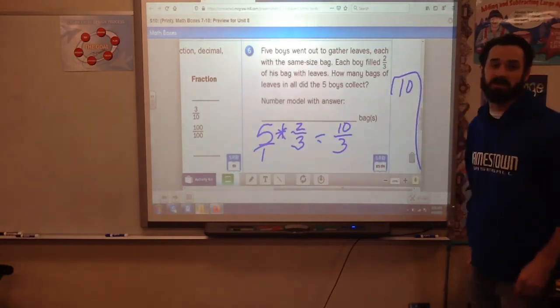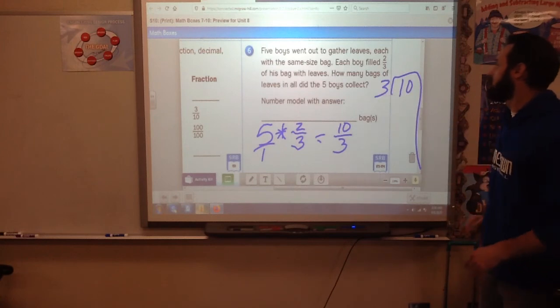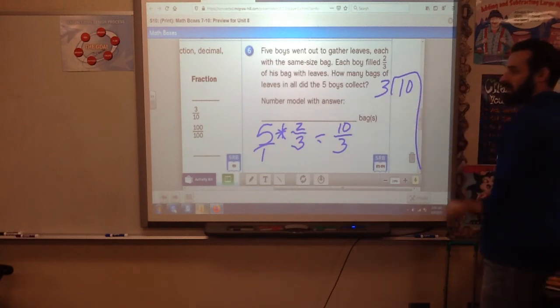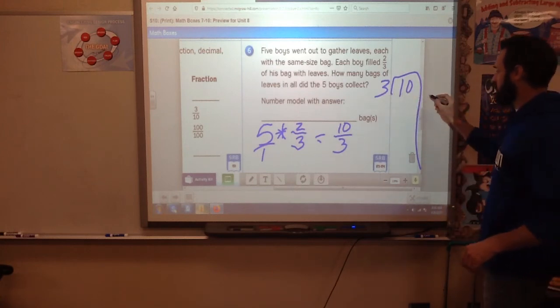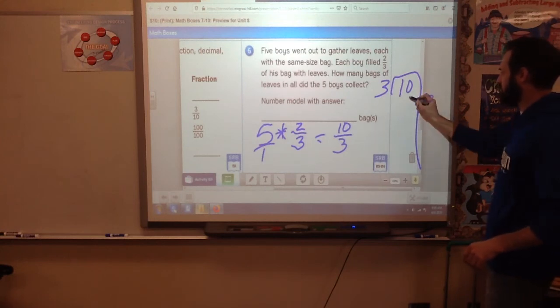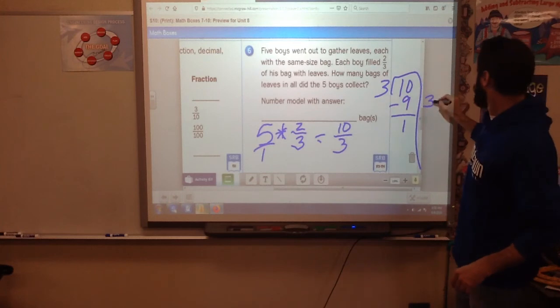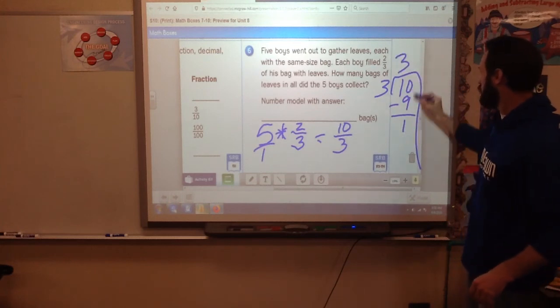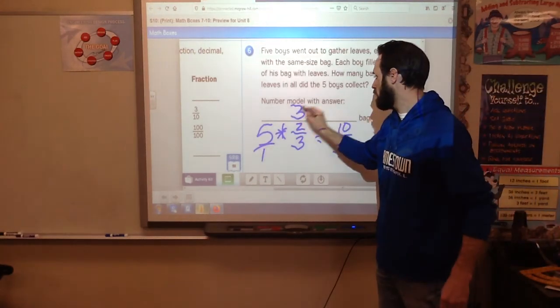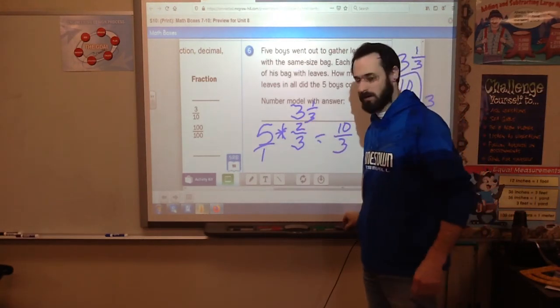Because we're not going to leave it as an improper fraction. So we're doing 10 divided by 3. How many 3's go into 10? 3. 3 times 3 is 9, and subtract 10 minus 9 is 1. 3, numerator 1, denominator 3, thirds. 3 and 1/3 bags. So that was just a quick multiplication one.